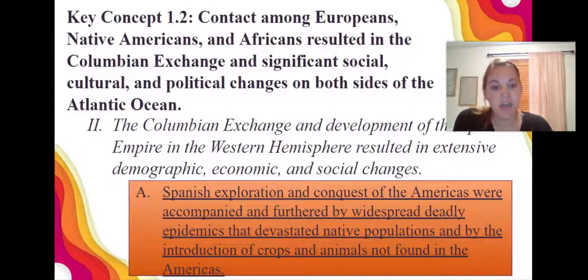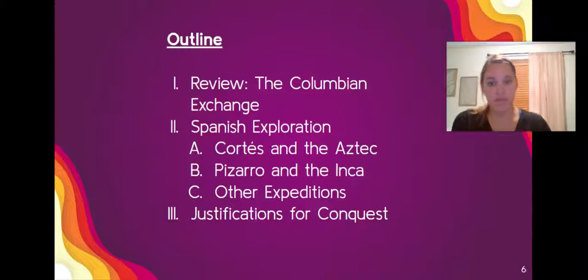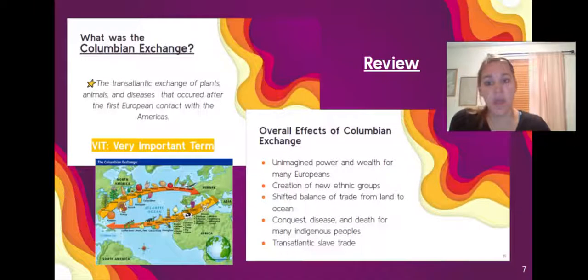Spanish exploration and conquest of the Americas were accompanied and furthered by widespread deadly epidemics that devastated native populations and by the introduction of crops and animals not found in the Americas. So we're going to do a quick review of this Columbian Exchange, and then we're going to dive right into the Spanish exploration and their justifications for conquest.